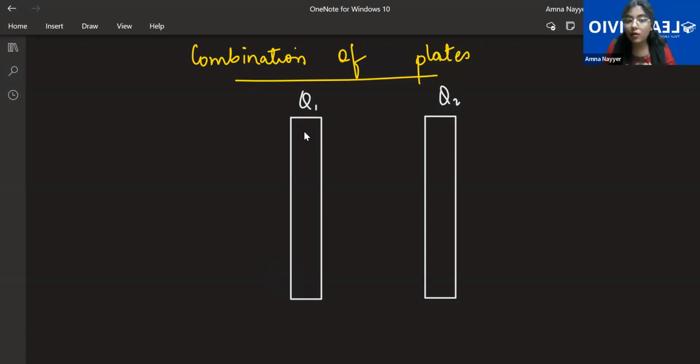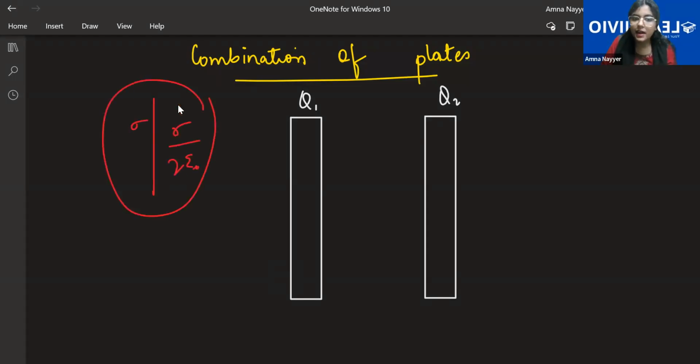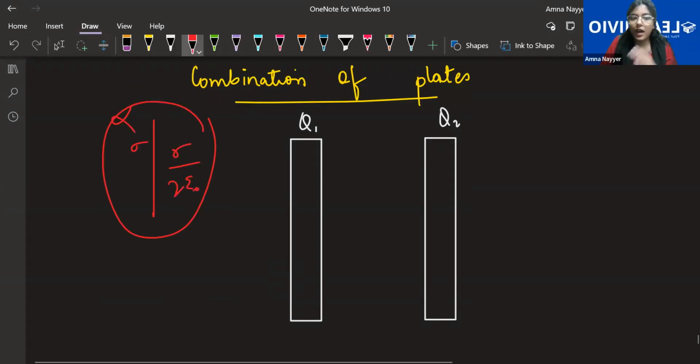That's how your NEET syllabus is different from your CBSE syllabus. Here in CBSE, we used to just take sigma, one single plate, and sigma we used to draw, and we used to write sigma by 2 epsilon naught. This part is not valid now. You have both the sides of the plates present.